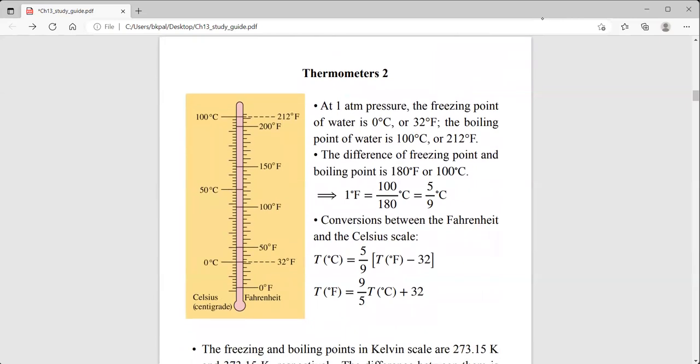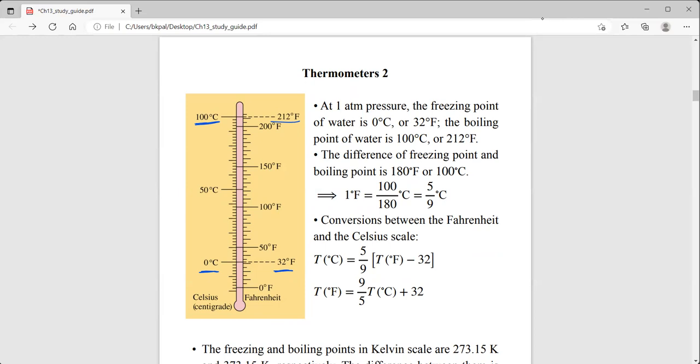Okay, now how are thermometers calibrated? Thermometers are calibrated using the freezing point and boiling point of water. Okay, so you know that the freezing point of water is 0 degree Celsius in the Celsius scale, or 32 degree Fahrenheit in the Fahrenheit scale, and the boiling point is 100 degree Celsius in the Celsius scale and 212 degree in the Fahrenheit scale. Okay, so based on these, the thermometer is basically calibrated.